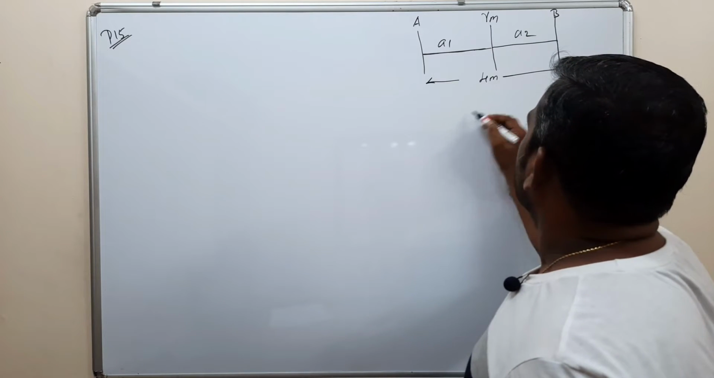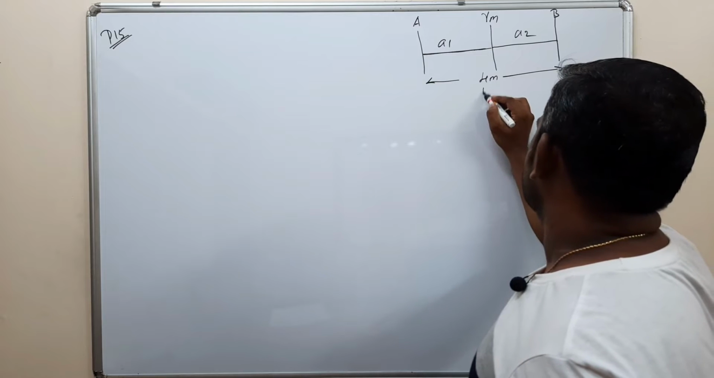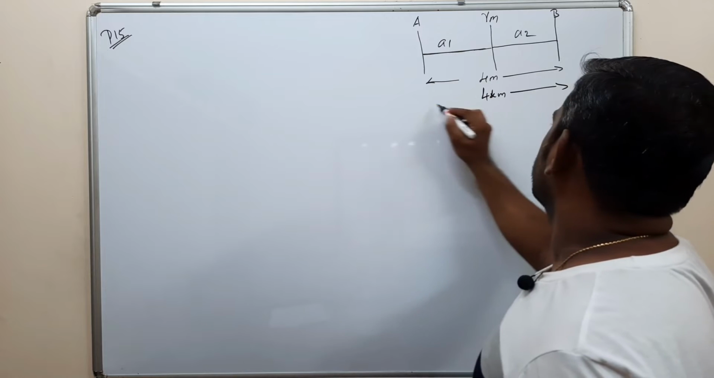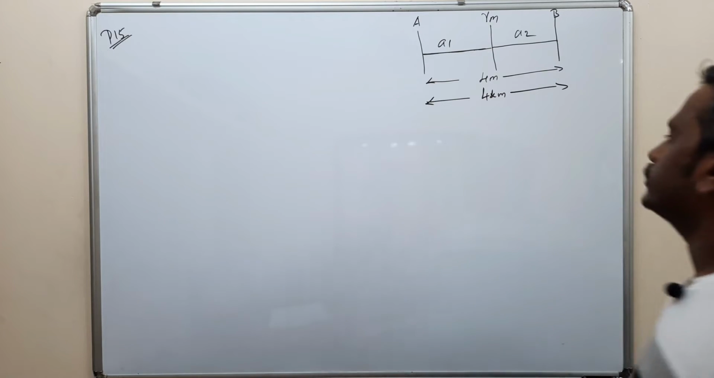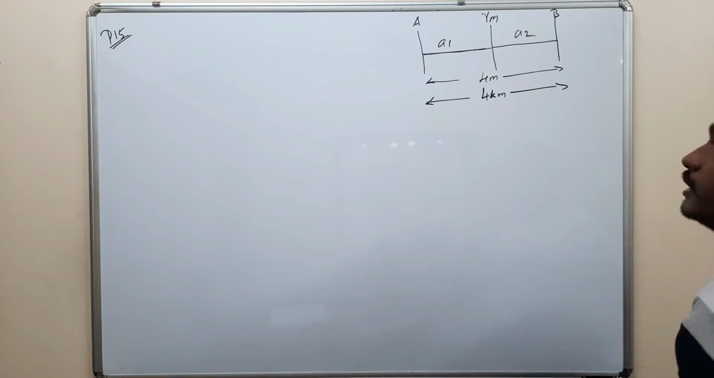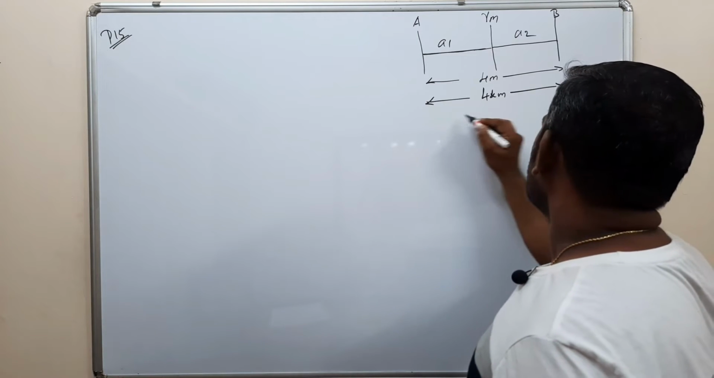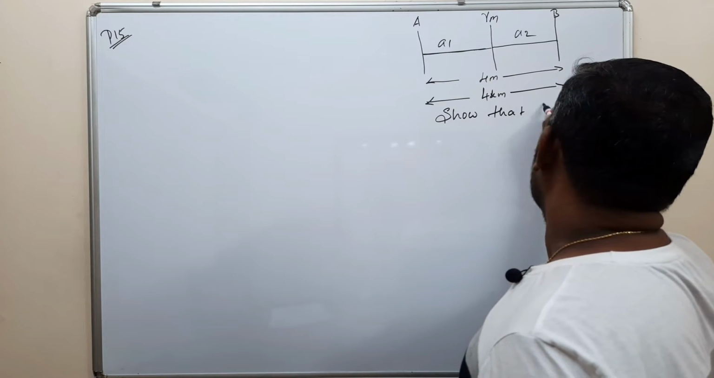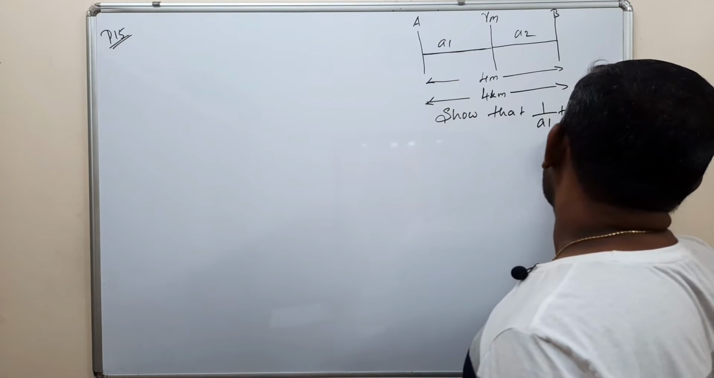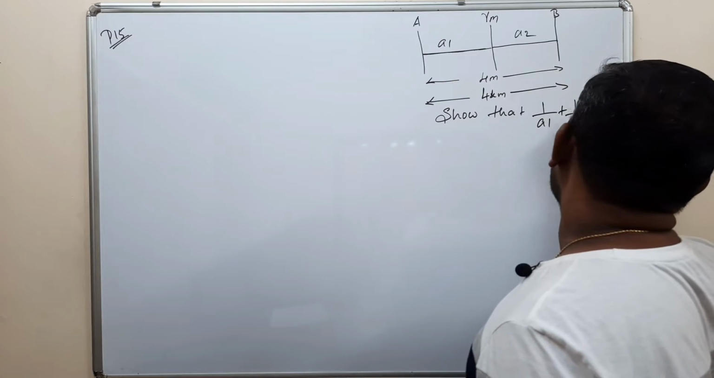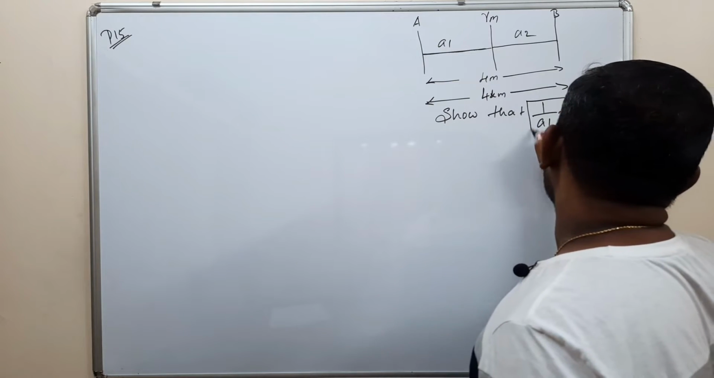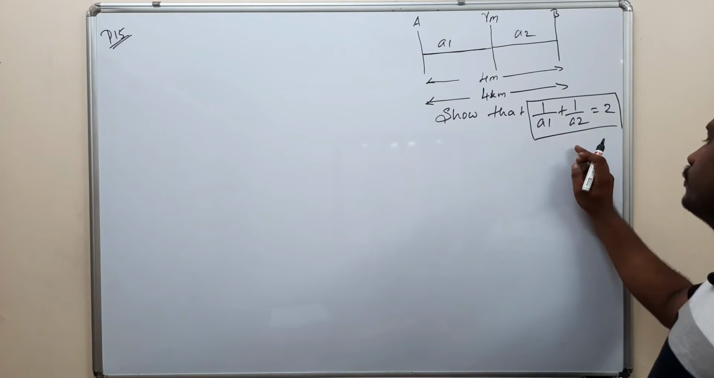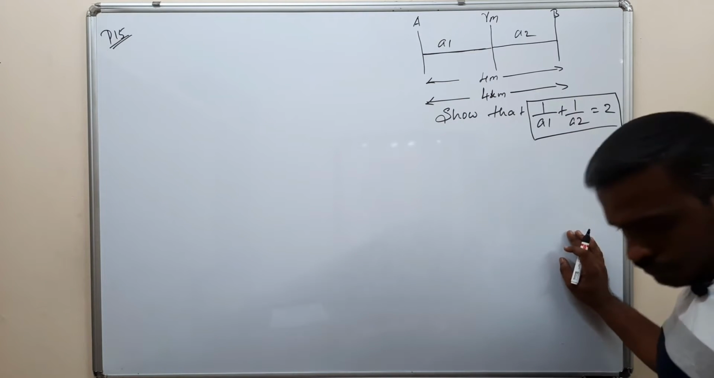And the distance between the two stations is 4 kilometer. So the distance between the two stations is 4 kilometer. Then show that 1 by a1 plus 1 by a2 is equal to 2. So we have to show that 1 by a1, that is the first acceleration, plus 1 by a2, that is the deceleration, is equal to 2.